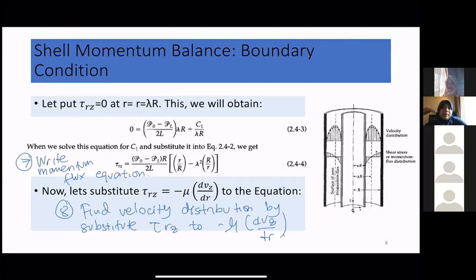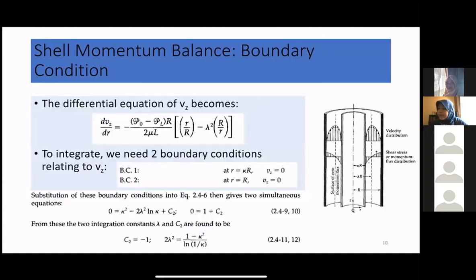Okay, so at least by trying to do it by yourself, you know the steps, yeah? So when you do it, it's really good to put that one. Okay, so when we substitute the equation, it becomes this one. And then to integrate again, number 9, we need the boundary condition. Boundary condition should be related to the velocity. And we know that at the wall the velocity would be equal to 0. So when r equal to kappa R, the Vz equal to 0, and r equal to R, the Vz also equal to 0.